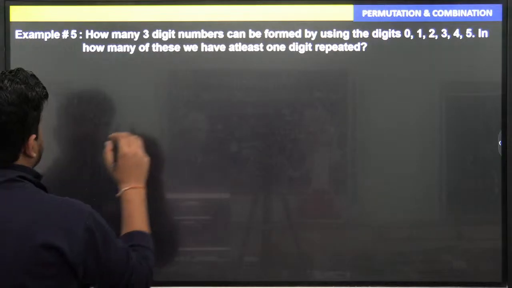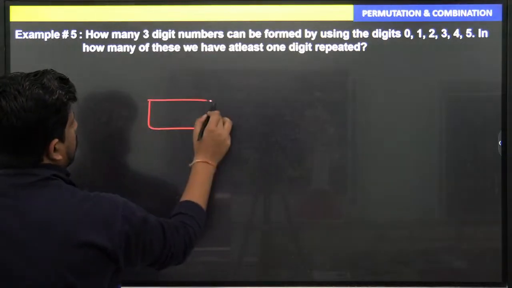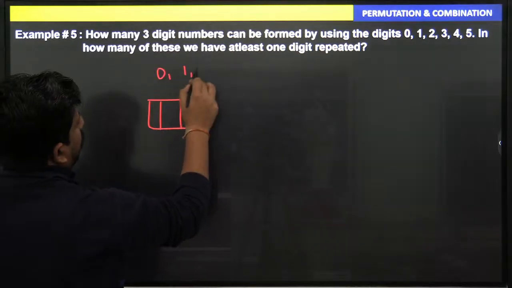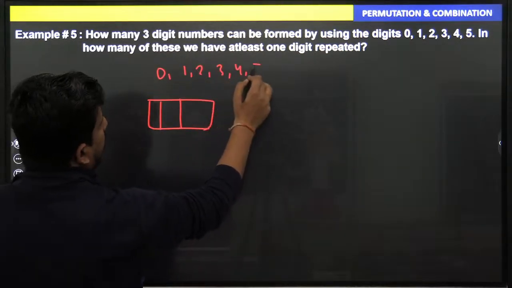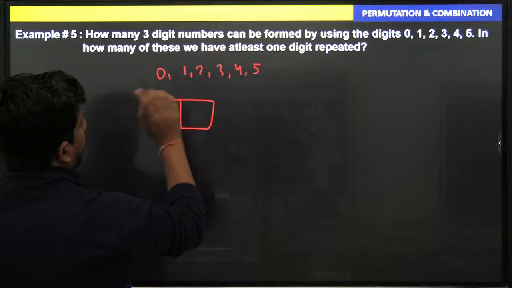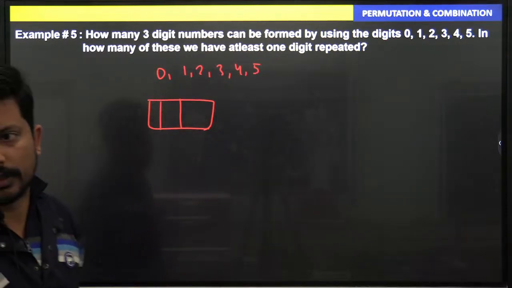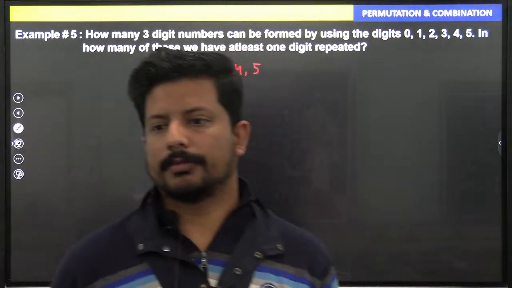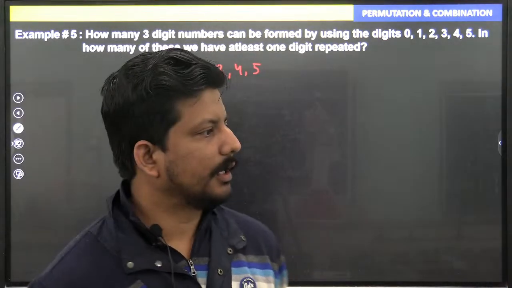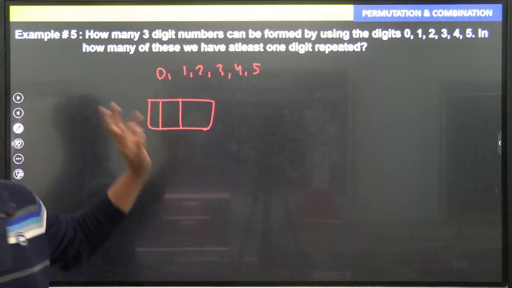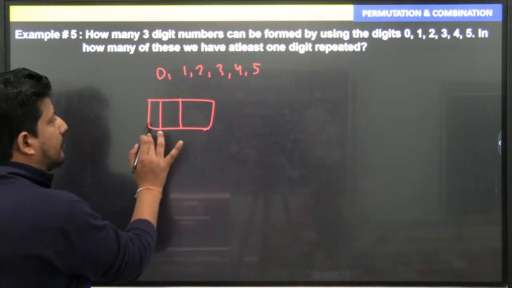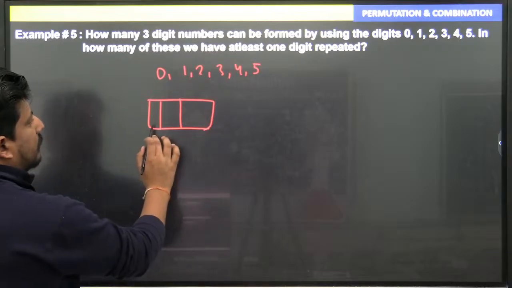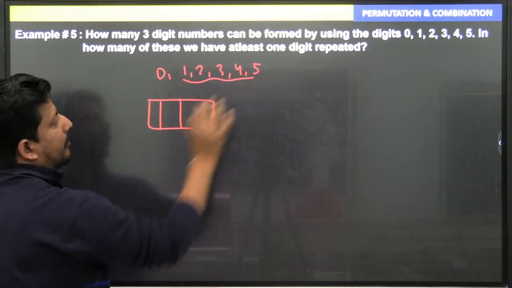So first of all, we have 3 boxes, and the options are 0, 1, 2, 3, 4 and 5. So how to form your 3-digit number? If you place 0 here, then this becomes a 2-digit number. So we have no option to place 0 here. So here we have only 5 options.